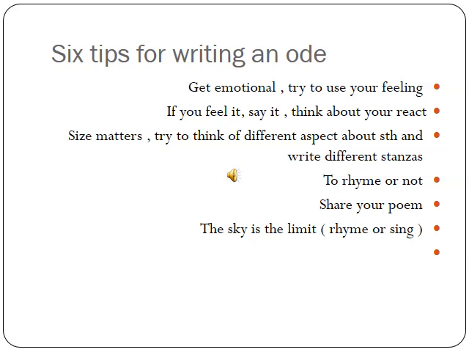Size matters here means try to think in different aspects about something and write different stanzas. So when you choose, for example, the environment, you are going to write an ode about the environment. You are going to think about different aspects, and according to these different aspects, you are going to write different stanzas. For example, you found 3 aspects, so it means you are going to write 3 stanzas. Each stanza includes a different topic.